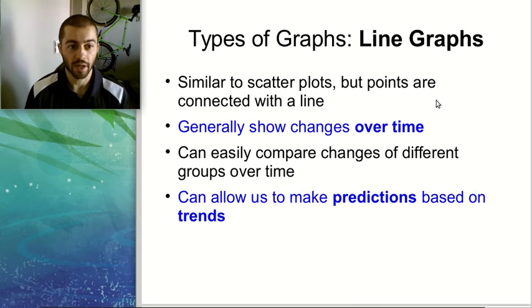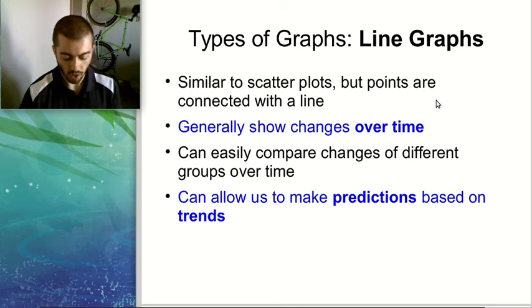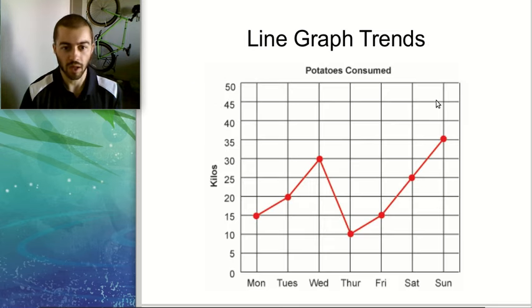Line graphs are the next type of graph. These are going to be a little different than scatter plots because with line graphs, you do actually connect the dots. So we have all of our data points here, and with a line graph, you're just going to connect each dot to each other.